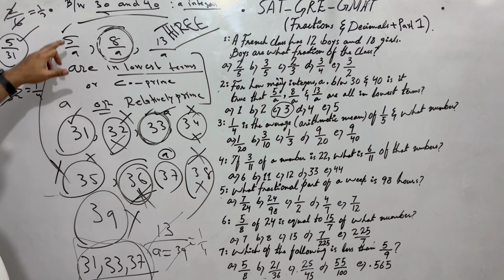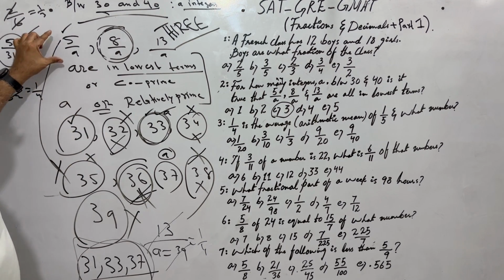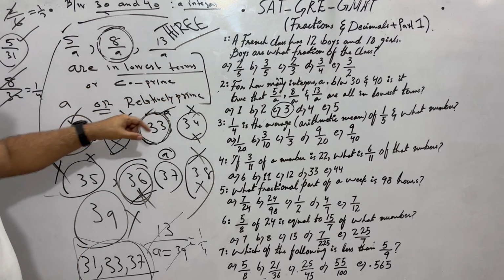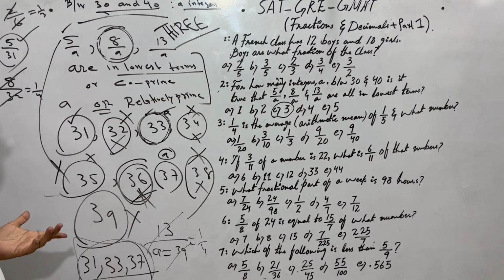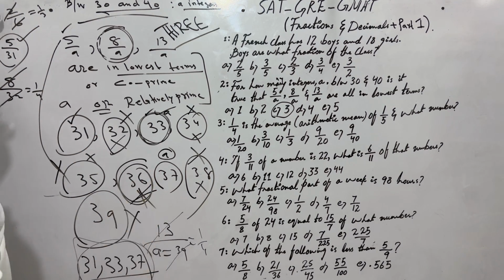Between, that's why I have excluded 30 as well as 40. Look at this, I have taken 31 to 39. 5 over A, 8 over A, 13 over A must be in lowest terms, meaning co-prime or relatively prime. They have nothing in common but 1. Okay, cool. So there are 3 numbers between 30 and 40 that are relatively prime to 5, 8 and 13.